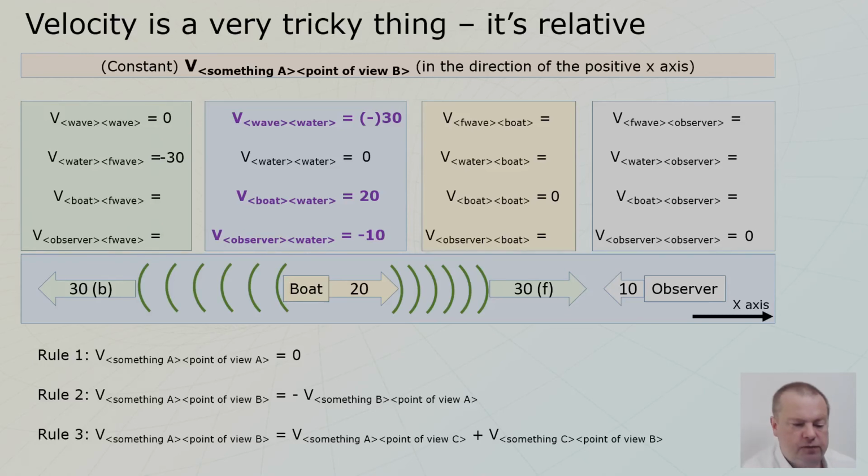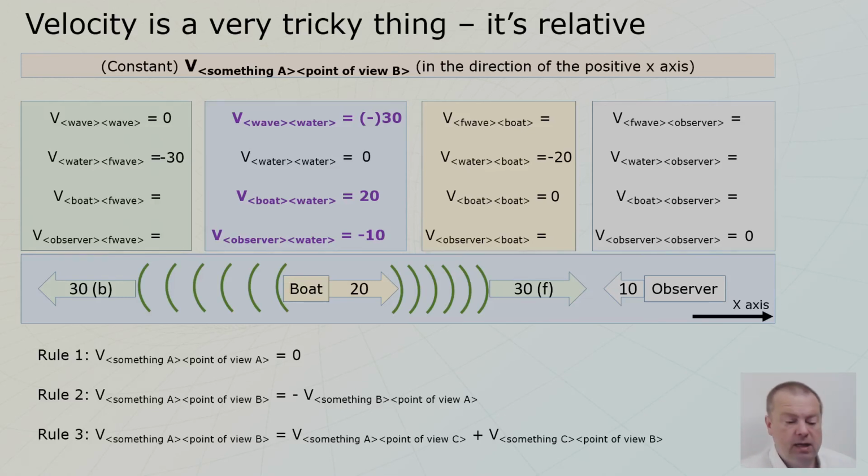So we knew that the front wave is 30 meters per second in the positive x direction relative to the water. So the velocity of the water relative to the front wave is minus 30, right? So we did 30 minus 30. It's like a matrix, right? So next we know that the velocity of the boat relative to the water is 20. So if we switch perspective, what would be the velocity of the water relative to the boat? Apply rule number 2. Just put a negative sign.